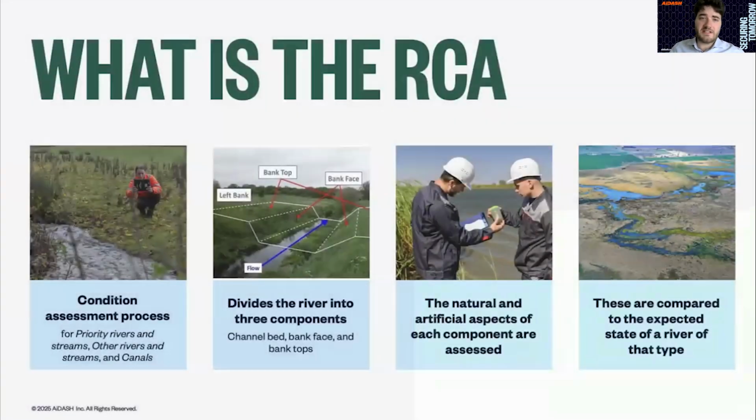So what is the RCA? I've talked a lot about what it isn't, but what is it? As we've said, it's the condition assessment process for priority rivers and streams, other rivers and streams, and canals. And what it does is it divides the river into three components.